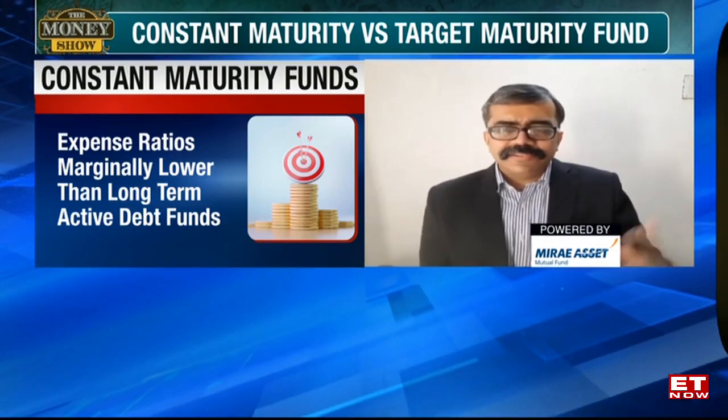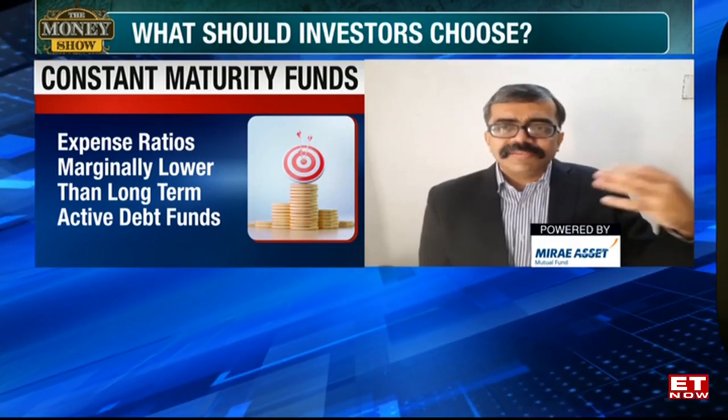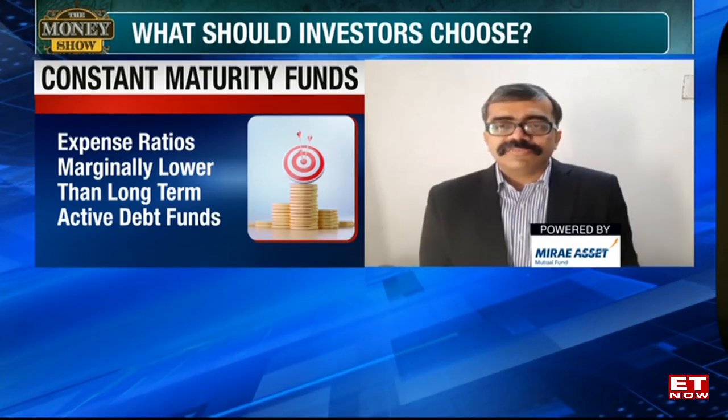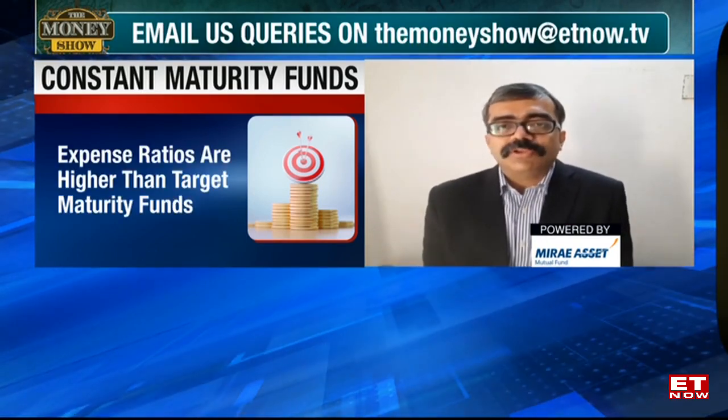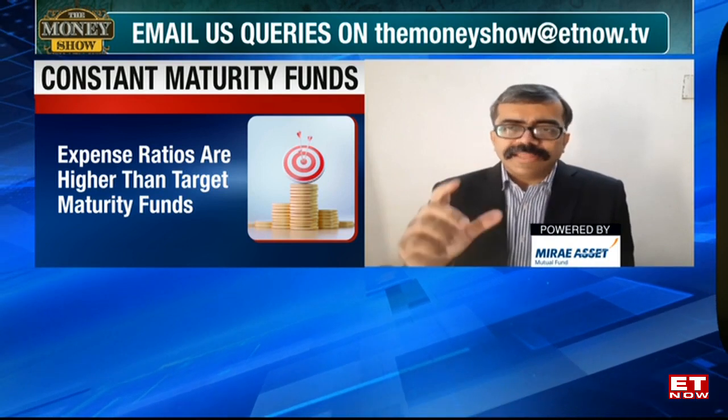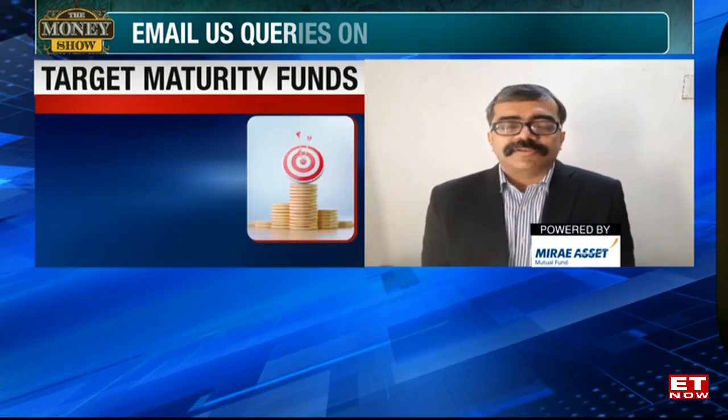So as I just explained, for a 10-year maturity thing, they will keep adding new instruments which mature after 10 years so that the overall average maturity keeps on remaining constant. And that is why it is called a constant maturity fund.